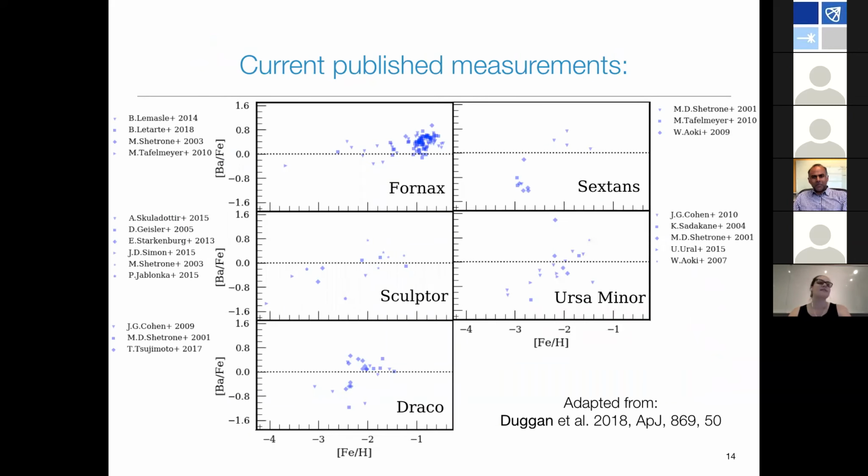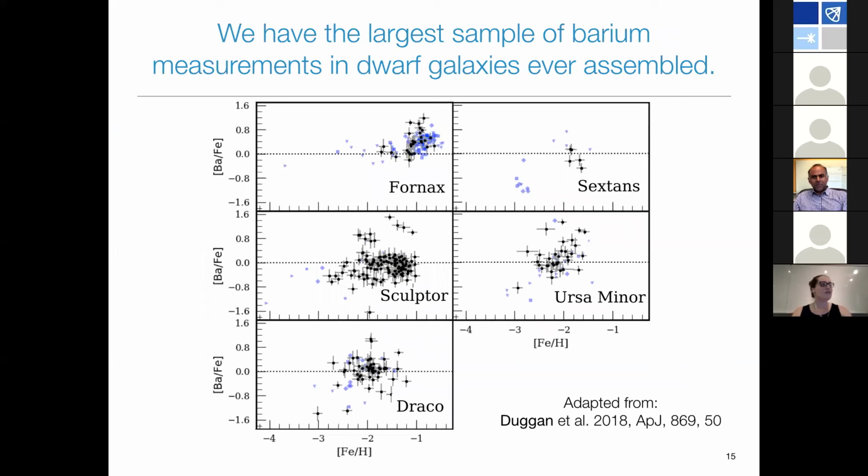So here we are discussing the sample that I'm using. Right now I have shown the current published measurements as of December, and this is from mainly high resolution studies. And I have now overplotted my sample of barium abundances using medium resolution spectroscopy with DEIMOS on Keck. This is very exciting because it means for the first time, we're really able to look at the abundance trend as a function of metallicity for many different dwarf galaxies and see what we can tell.